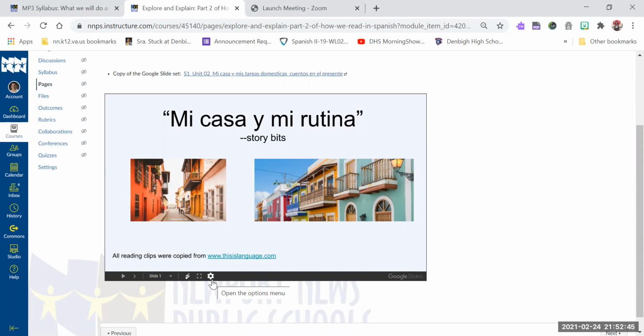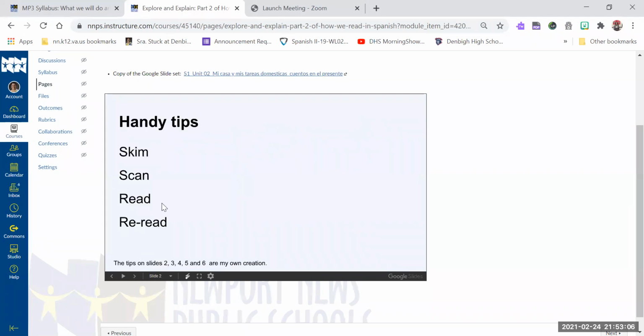So, mi casa y mi rutina, some story bits. I like to cite my sources. If you make a copy of this, in the class notes at the bottom, when you're not in present mode, you're going to see where I cite each picture. All of my reading clips were copied from thisislanguage.com, so I'm not claiming any authorship of this work. However, I did put in all the handy tips.